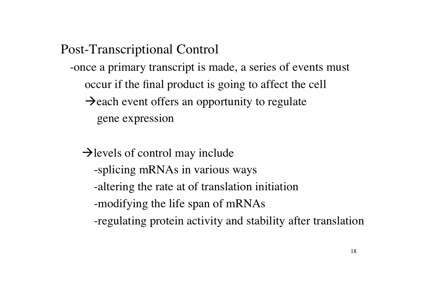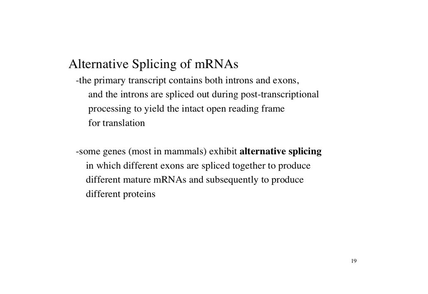What else can happen? Post-transcriptional control. With the primary transcript, we have to process it, but we could splice it in different ways. We could alter the rate of starting translation. We can modify mRNAs. How do we do that? Poly-A tail length. And then regulating the protein by stability after translation. I referred to that a little bit in class for translation. We're just going to talk a little bit about alternate splicing, because I don't want you to leave 107 and not know that that actually happens.